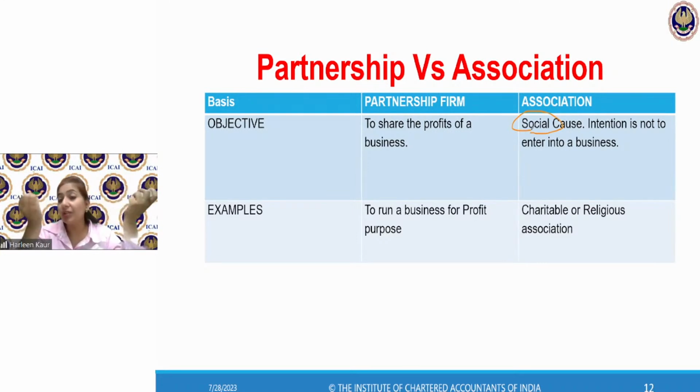There your intention has to be seen, whether it is for entering business. No, ma'am, we are not doing any business. We are not sharing the profits. We have not done any agreement. So it will be an association of persons. It can be any religious or housing, religious or charitable purposes.